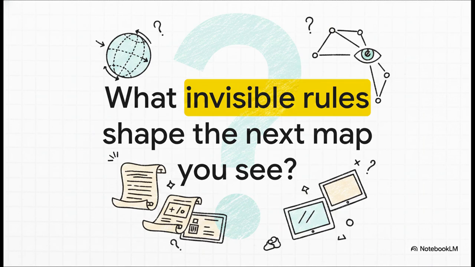So here's what I want you to take away from this. The next time you pull up a map on your device to find the quickest route or to try and understand a global event, take just 1 second to look past the illusion of neutrality. Ask yourself, what choices, what symbols, and what invisible powers helped build that specific view of the world?